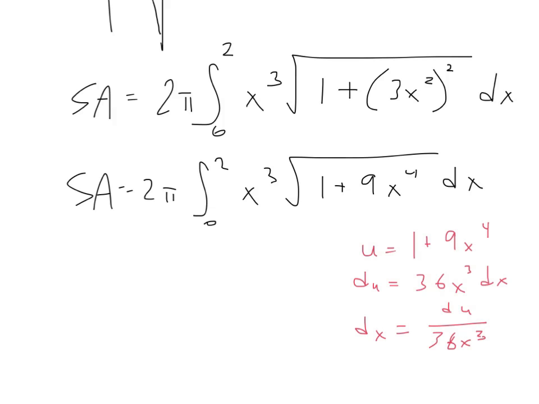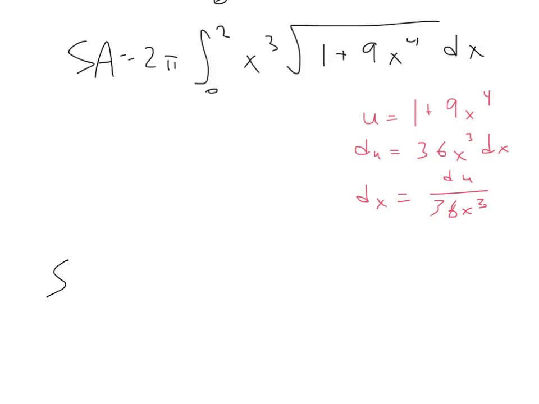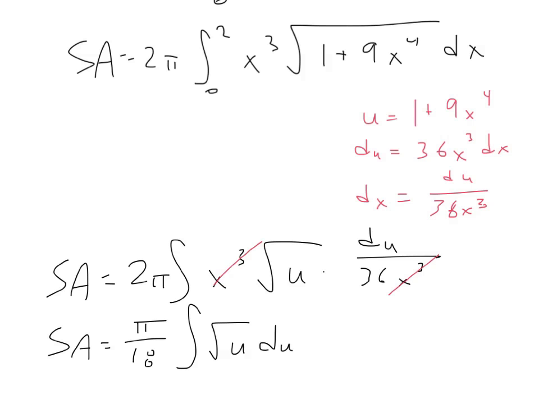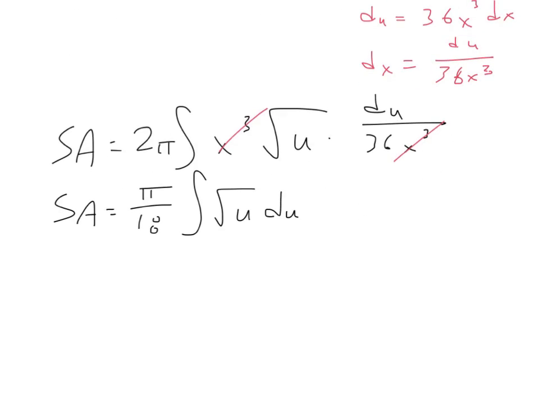And then we're going to substitute this all back into our integral expression: 2 pi times the integral of x cubed times the square root of u times du over 36x cubed. Very conveniently, the x cubes will divide out. I'll pull that 36th to the front. So the surface area will be 2 pi over 36, so pi over 18, times the integral of the square root of u du. Notice I'm not changing bounds. I could change bounds, but I will often just do this and then convert back to x and use my original bounds. So that's what I'm planning to do here.